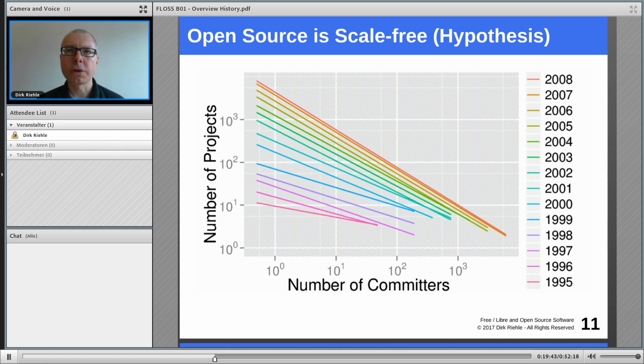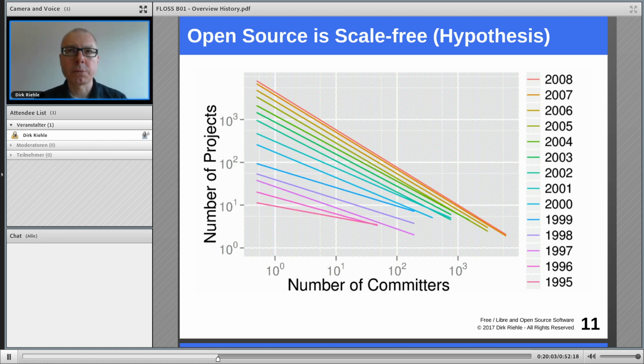Basically the gradient over these year lines suggests the hypothesis that open source software development processes are scale-free. It doesn't matter how big they are, they just work equally well, whether they are small or large. And that is a super interesting hypothesis.